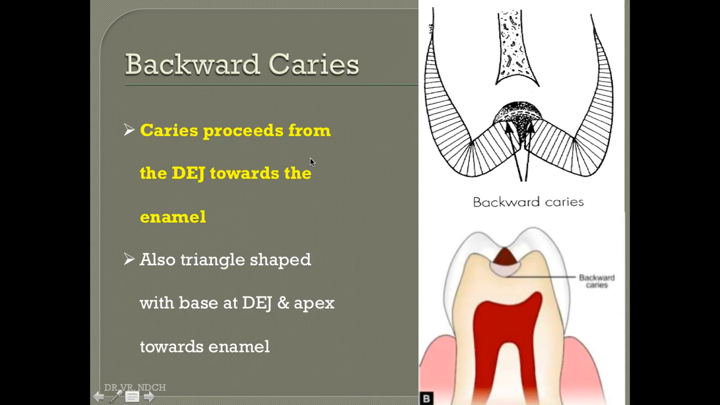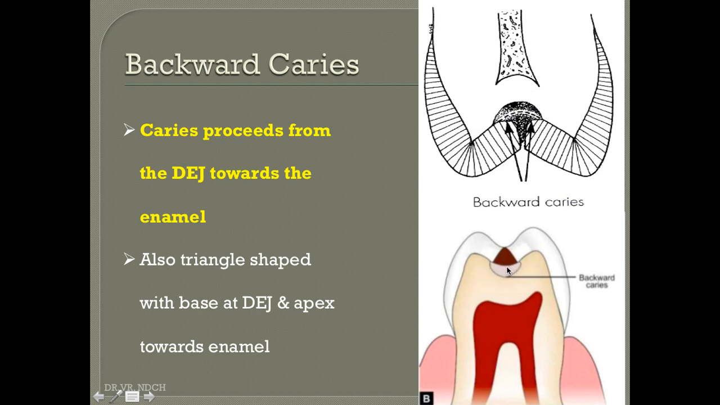The caries proceeds from the dentino-enamel junction towards the enamel. So after it undermines the enamel, you find the caries in the dentin starts spreading towards the enamel. So this is also triangle shape, but you find the base is at the DEJ and the apex is towards the enamel in backward caries. So it is spreading from the dentin to the enamel, as you can see in this pictorial presentation also.